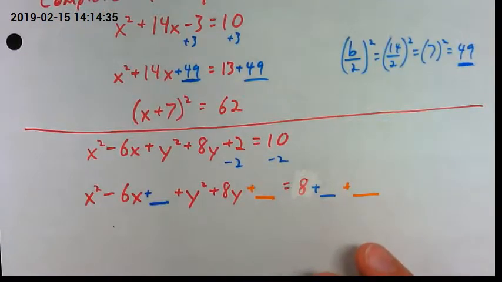So, question? Is it 9 and 16? It is 9 and 16. Yes, you're right. So, on here, how did you get those? So, what is the b value here?